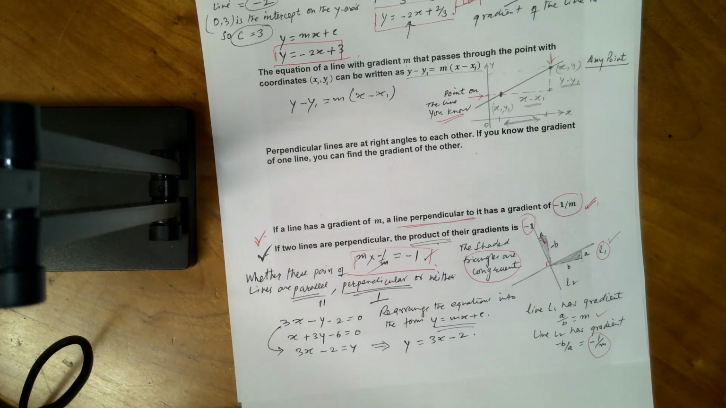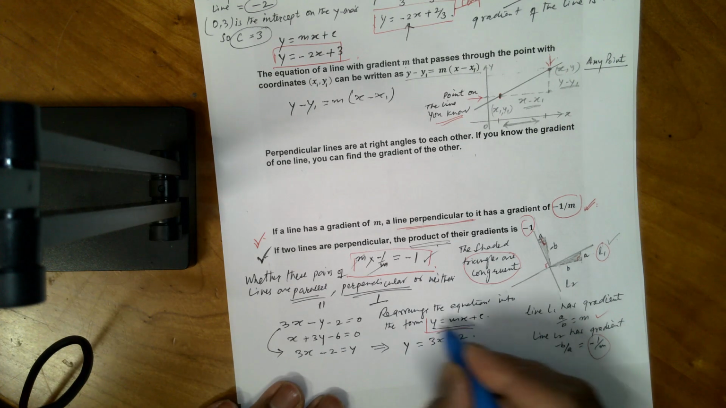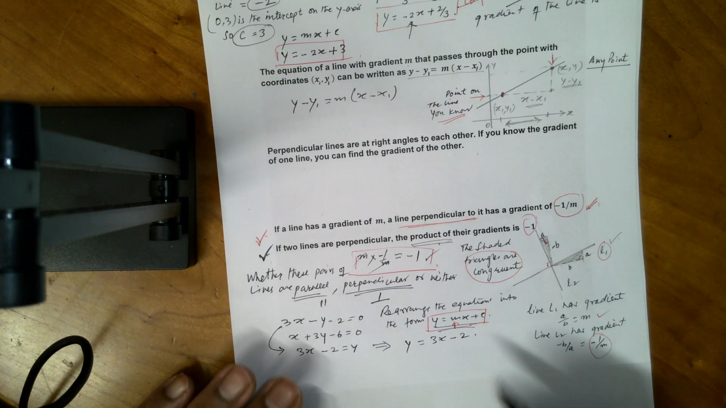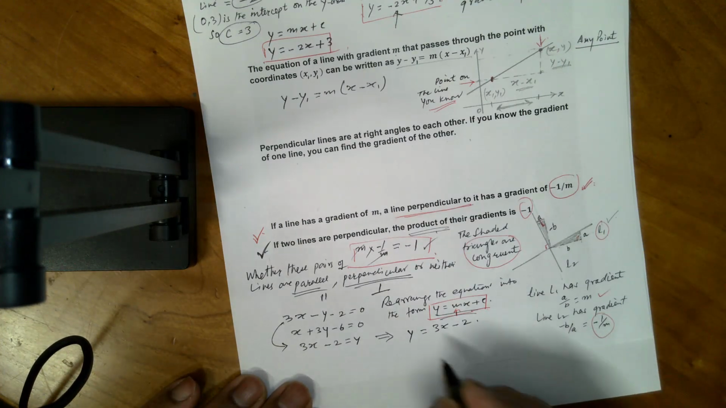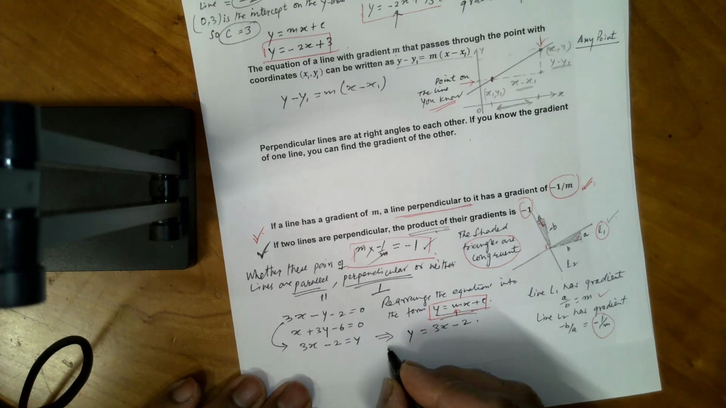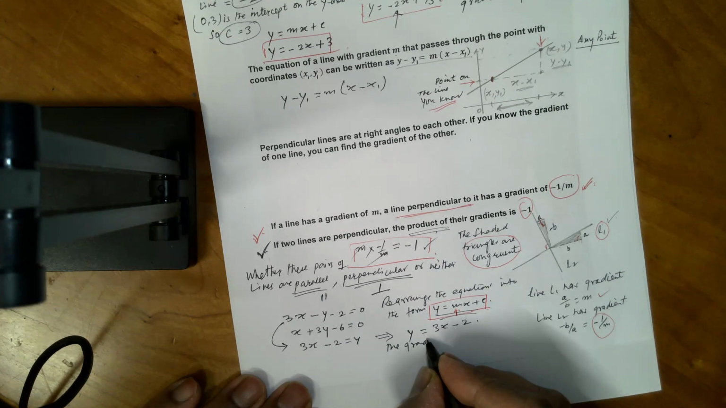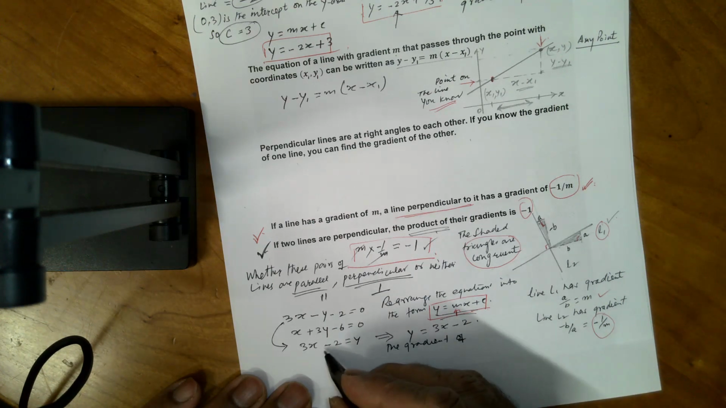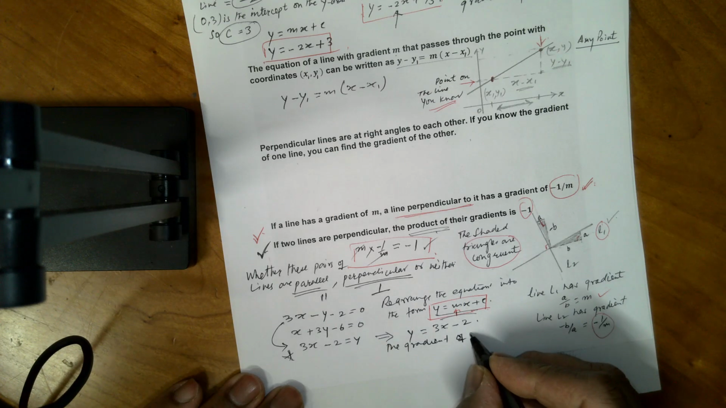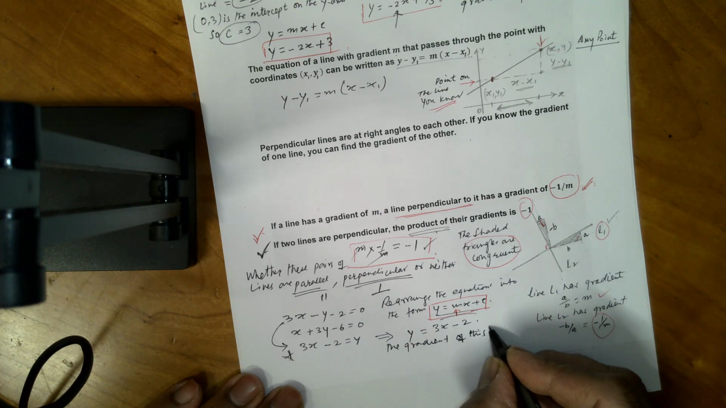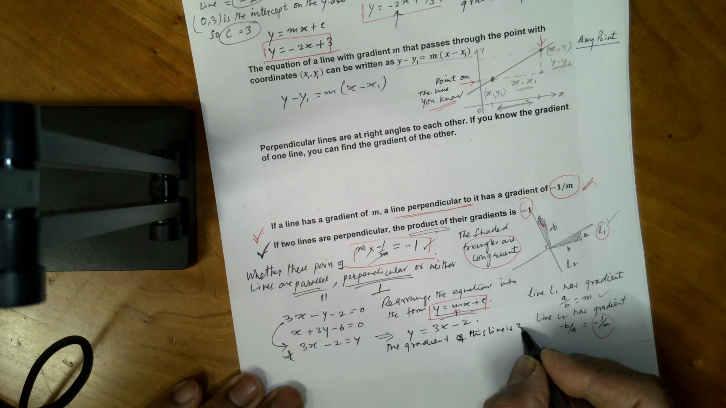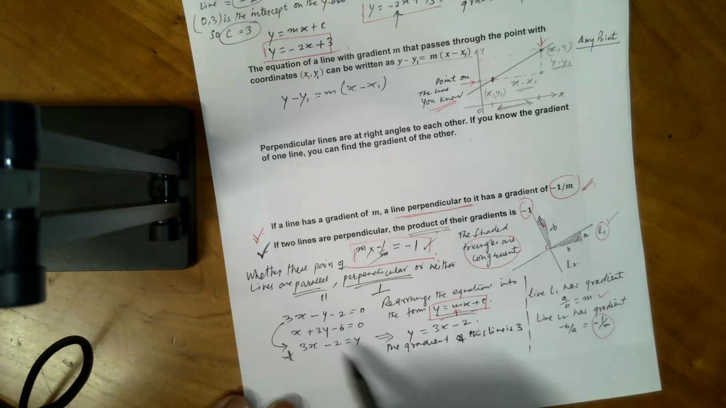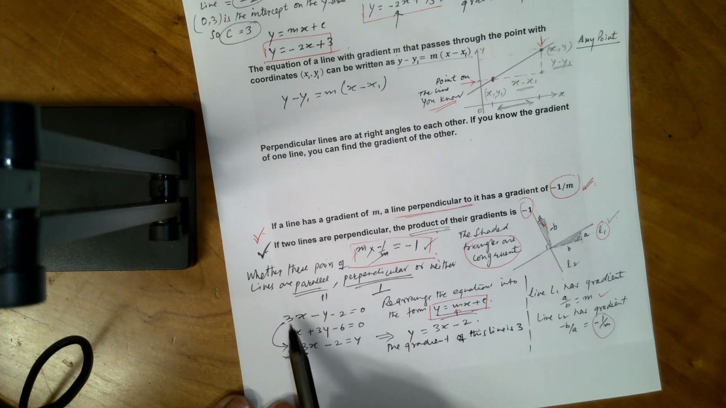Now, as you know, when you have this form, what is your gradient? So m is your gradient. So write down here the gradient of this line. Okay, so the gradient of this line is 3.